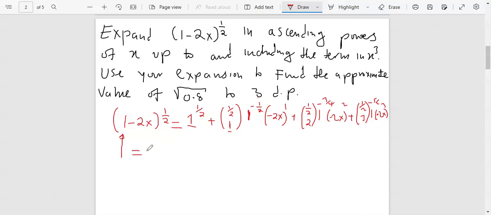We know 1 to the power anything is still a 1, so I'll just write 1 plus. Now this is half combination 1. Remember we said if there is a 1 here, whatsoever is on top, that will be the value. So that will be half, 1 over 2. And then we know 1 to the power anything is still 1, so all we are going to have here is negative 2x. And then plus, what will be half combination 2? So half combination 2 means the half factorial divided by, now you subtract half minus 2. What do we get? Half minus 2, that's negative 3 over 2.